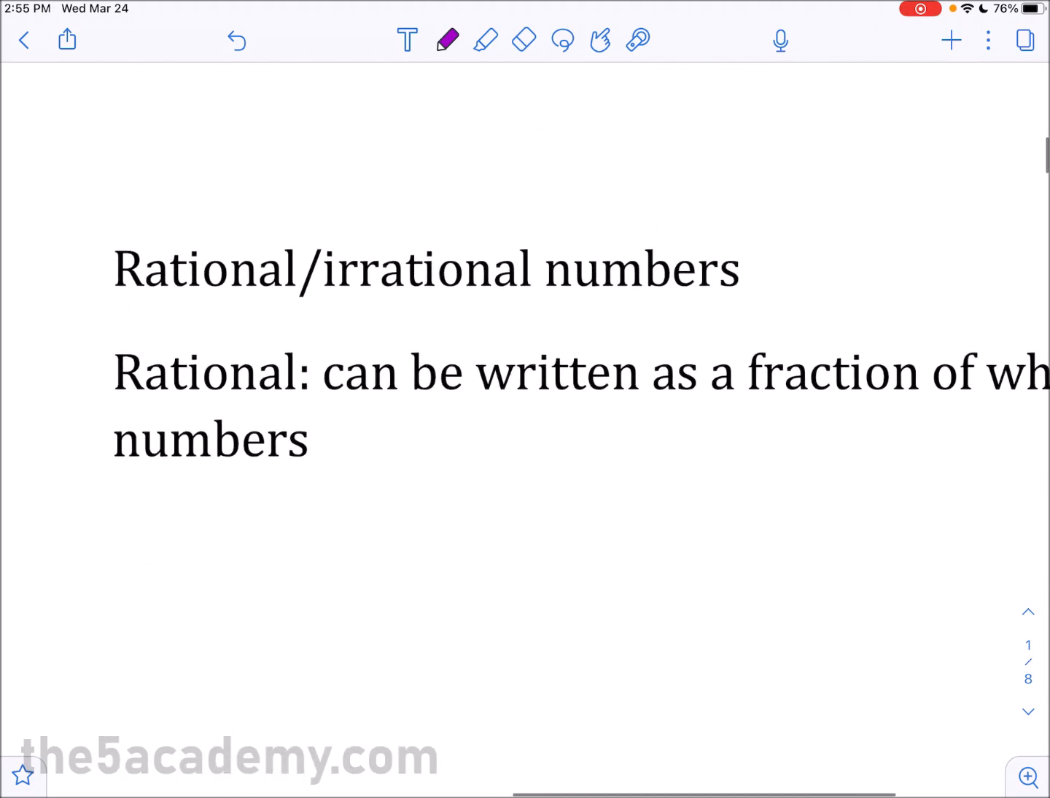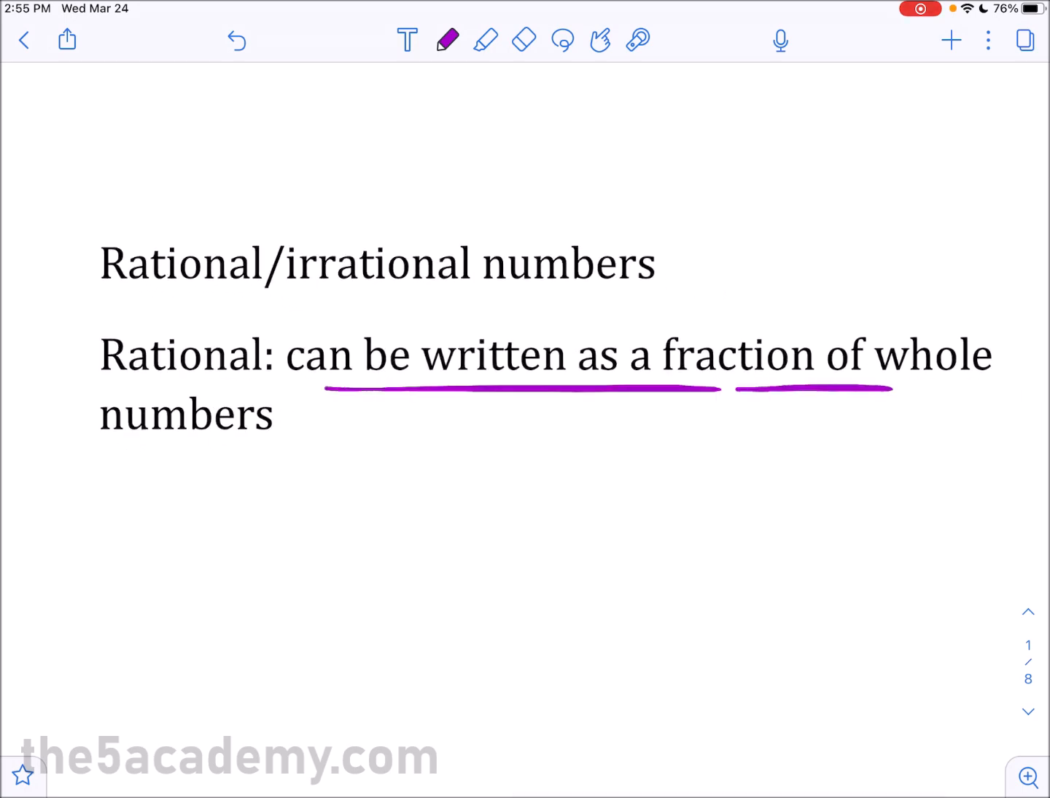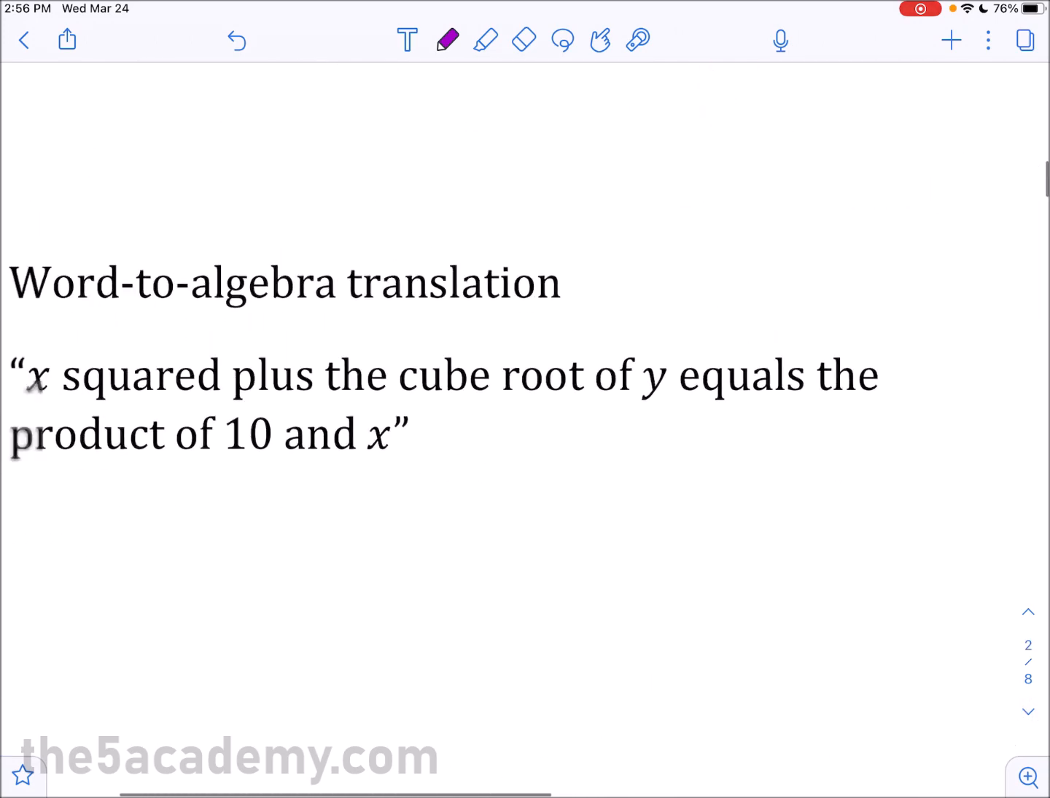Rational and irrational numbers. So what makes a rational number? It can be written as a fraction of whole numbers. So square root of 2 over 3 is not rational, but 2 over 3 is. For example, pi is not rational. E is not rational. I is not rational, but 2 over 9, for example, is. So those are just some examples you can think through.